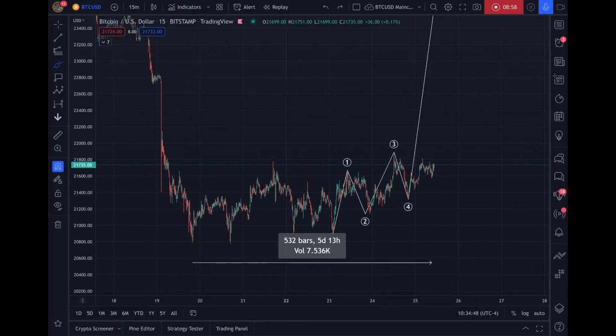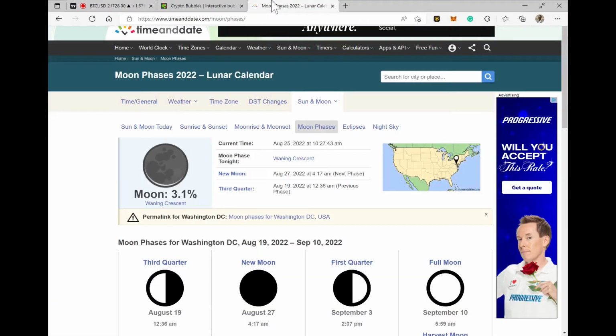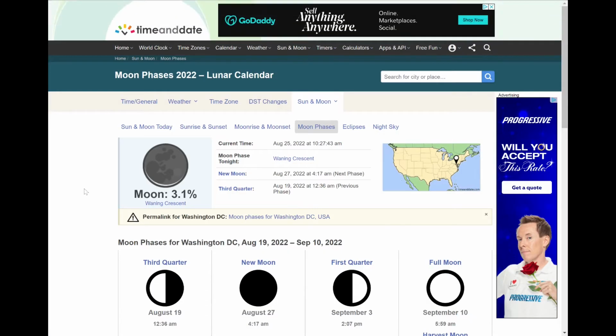My next point in thinking that we're going to go much higher is we've been consolidating under this resistance at 21.7 for 5 days, okay? And the next new moon, right? Let me prove that to you right here, okay? I just went on this time and date website. The next new moon is on the 27th.